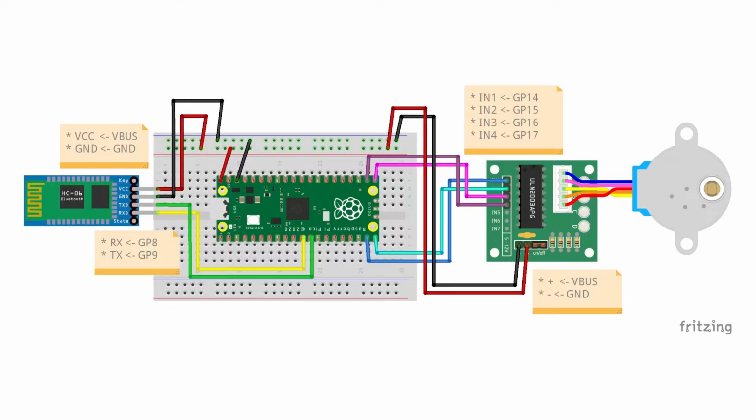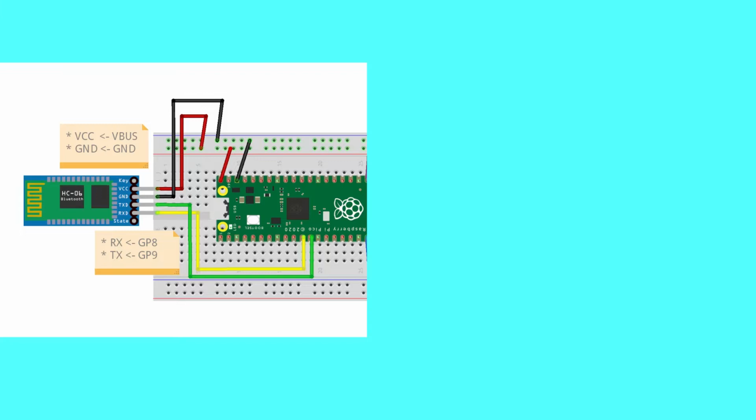Now, let's review the connection diagram. For the optional Bluetooth HC06 connections, connect VCC to VBUS of Pico. Connect GND to a ground pin of Pico. Connect RXD to GP8 of Pico. Connect TXD to GP9 of Pico.